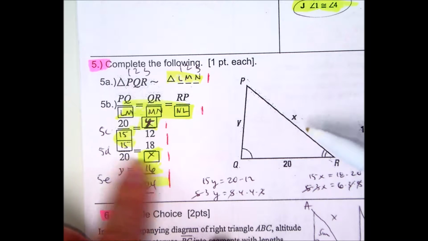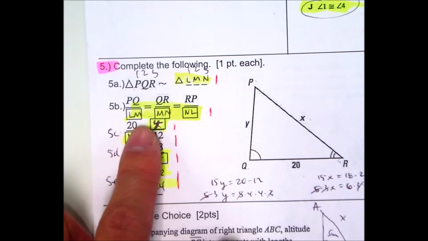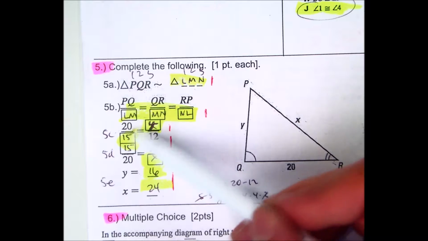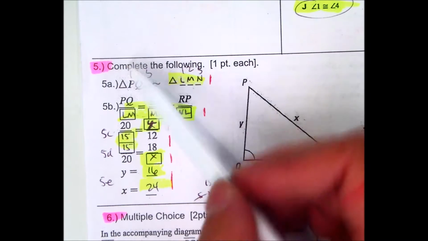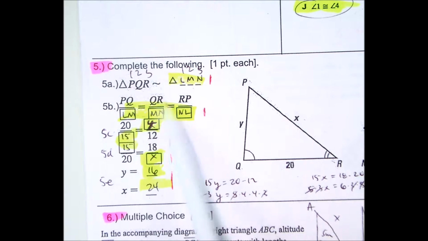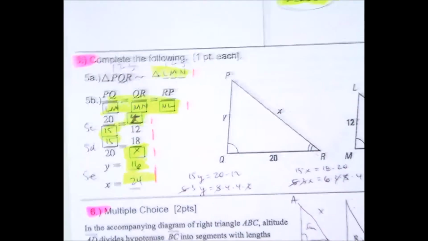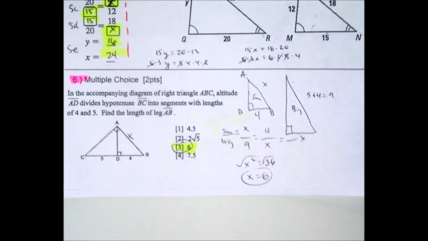So small over big, and then small over big. To solve for these, all you have to do is just cross multiply, right? When you cross multiply, you get Y equals 16 and X equals 24. So this whole line had to be correct, all of it. 1 point for each of those, total 6 points for question number 5. This is probably the most missed question.